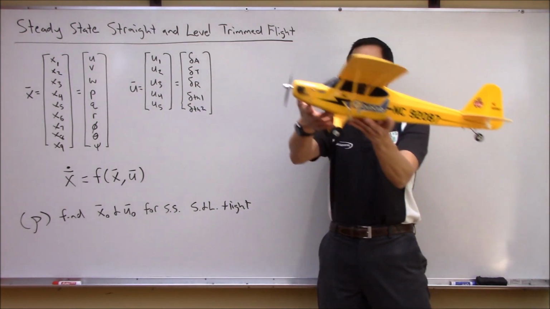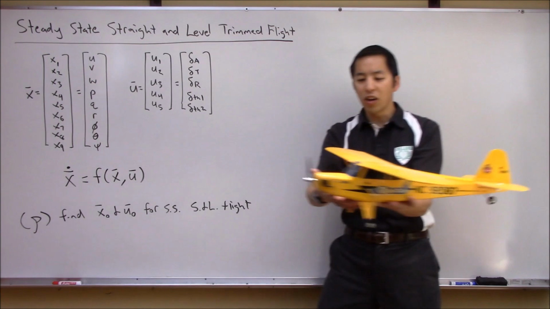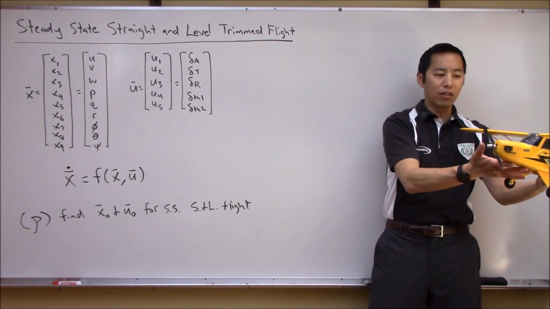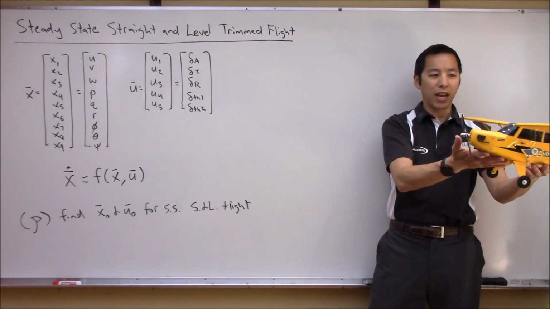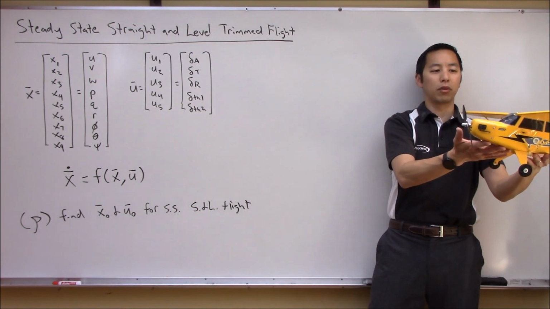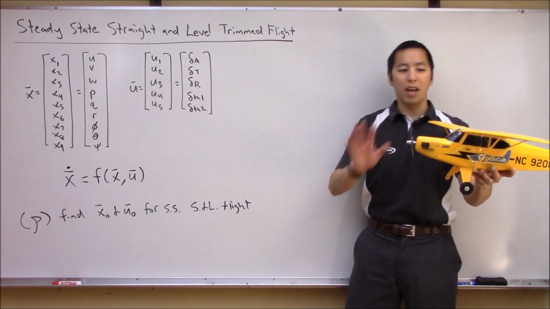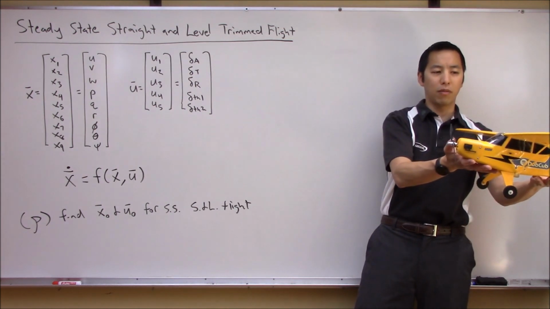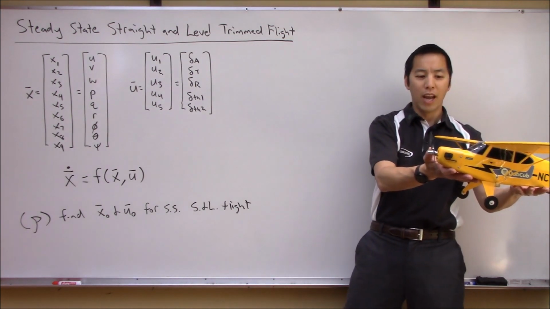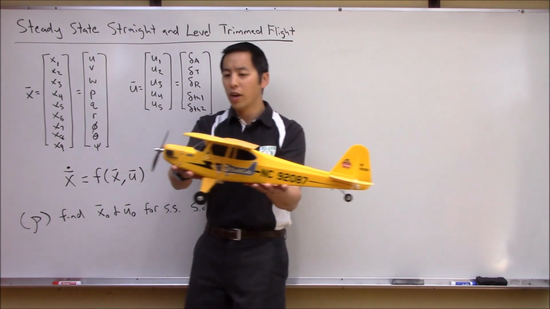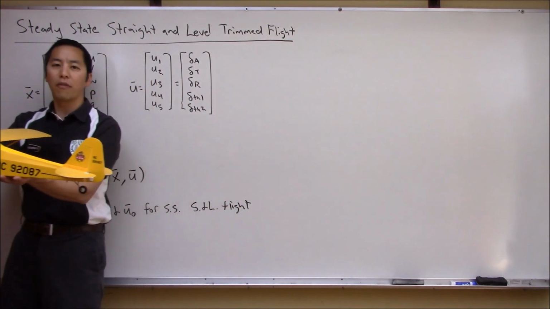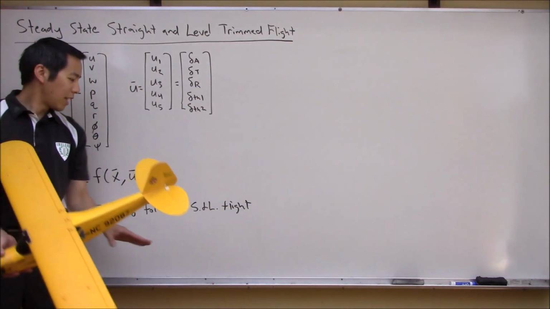It's not climbing, it's not descending, it's not turning. It's literally a set it and forget it kind of setting, right? You want to be able to put the aircraft at this state with these control surface inputs and set it like that Ronco rotisserie oven thing, right? It's just going to fly along like this, and it's going to do that forever, right? That's the idea. That's what we want to do.